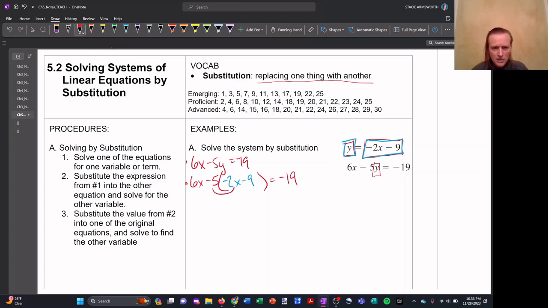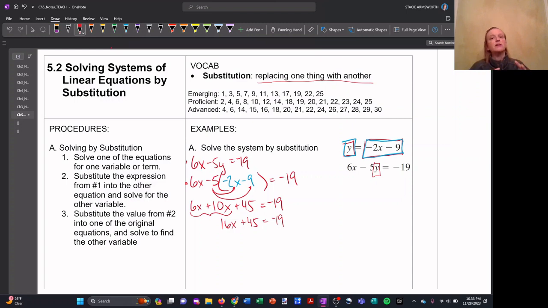So I've got some parentheses here, so I'm going to do the distributive property like this. I've got 6x, negative 5 times negative 2x is positive 10x. Negative 5 times negative 9 is positive 45. And all of that still equals negative 19. That side stays unchanged. We've gotten rid of the parentheses, but I still have some like terms here that can be combined. So I've got 16x from combining those two together, plus 45 equals negative 19.